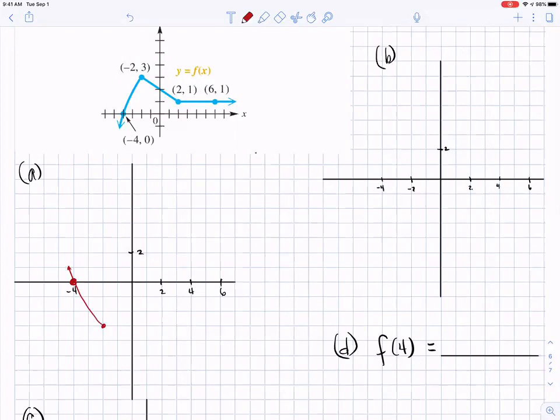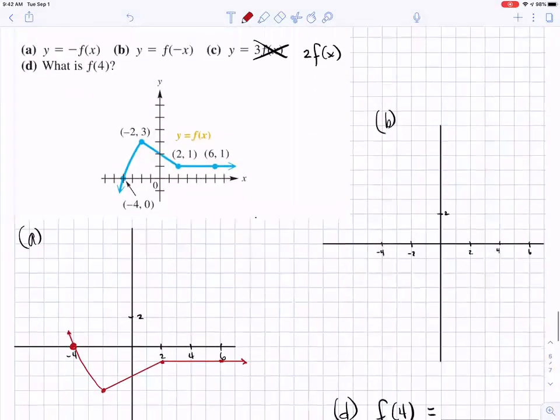All right, then the next coordinate, 2, 1, what is that going to look like? Keep the x value the same, and we're changing the y value, so 2, negative 1. You can go ahead and connect. And then 6, 1, how is that going to be drawn? Yep, and then I'm going to continue on through that. All right, so that's part A, where I'm reflecting over the x-axis.